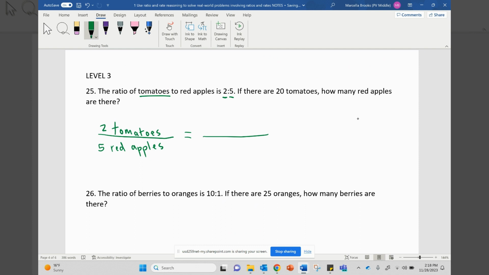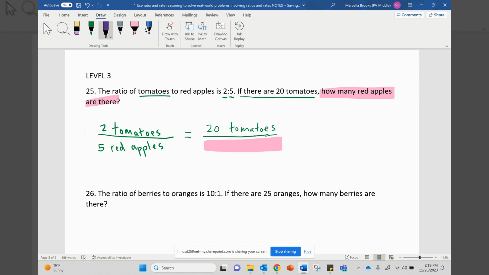So they gave us a piece of our other fraction, 20 tomatoes. We want to make sure we put it on the same level as where we put our other tomatoes. So over here we put tomatoes on top, so that means I'm going to put it on top on the other side. So 20 tomatoes. And what we're trying to find is how many red apples are there? So our missing piece is right here. We want to know how many red apples you would have if there's 20 tomatoes.